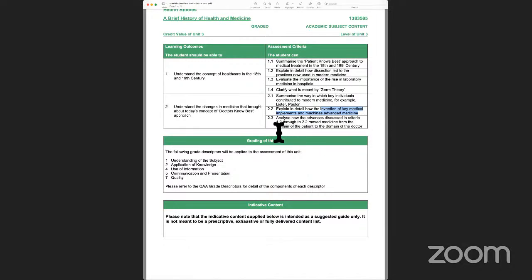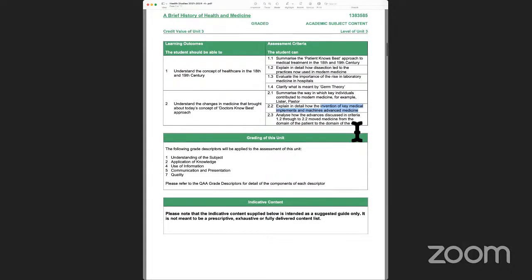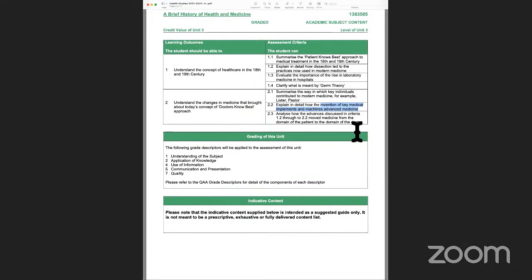We're also going to be looking at discussing, basically the task 2.3 is looking at advanced discussion to analyze how the domain in terms of patient knows best has moved to doctor knows best over the years, and how this has impacted treatments being provided to patients across the globe.